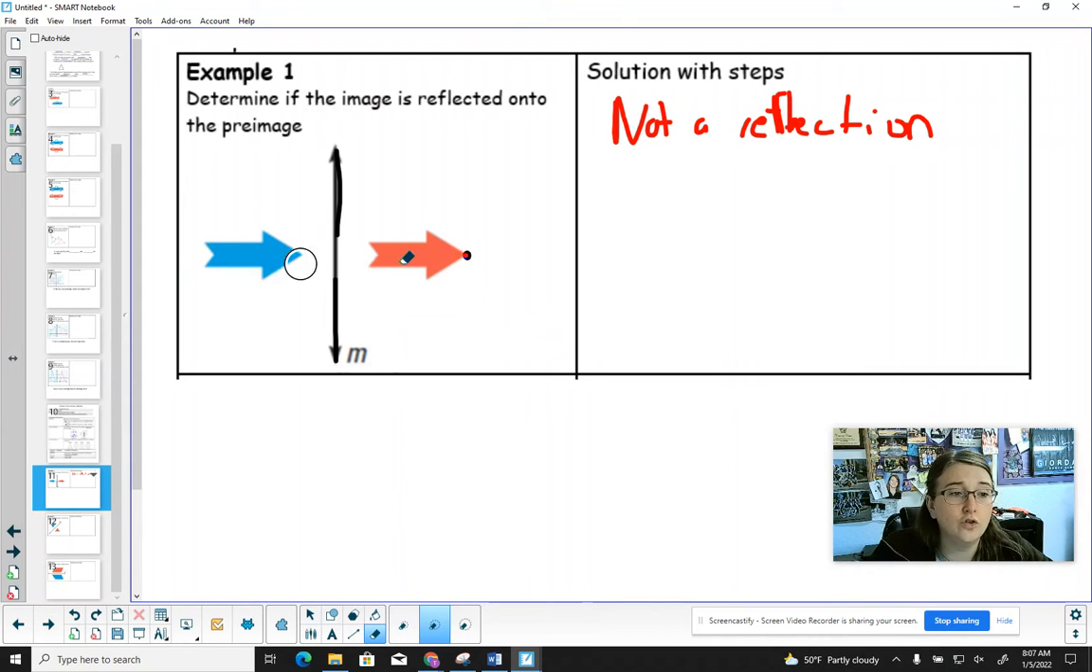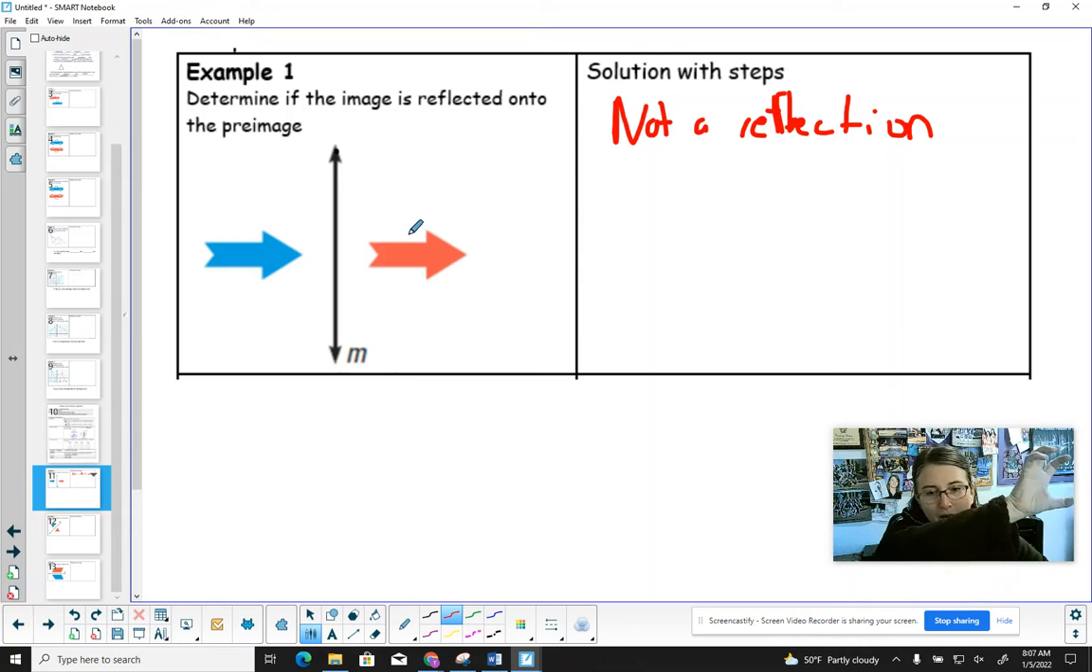As well as that, again, using some common sense. Asking if this is a reflection is asking, is it flipped? No, that is not flipped. It just moved. Not a reflection because, again, it is not flipped.